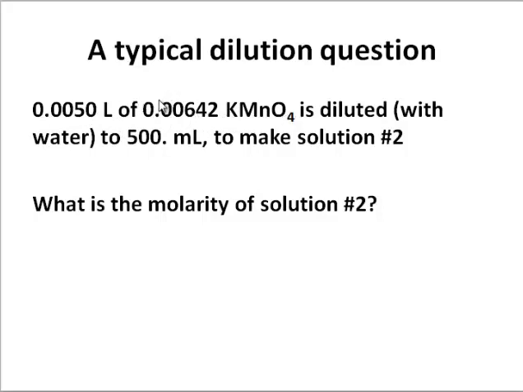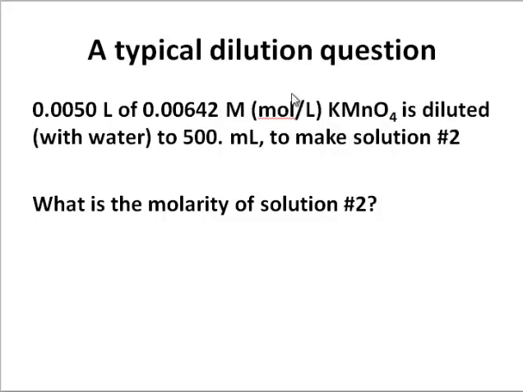Okay, this is the molarity of the solution. Let me correct that and then we'll move on. 0.0050 liters of 0.00642 mole per liter solution is diluted with water to 500 milliliters to make solution number 2. Question is, what is the molarity of solution number 2? You can attempt this for yourself before moving on.